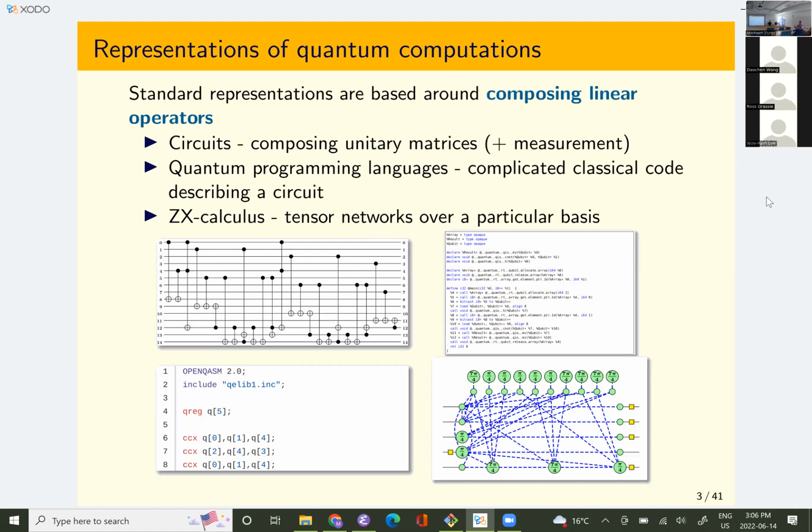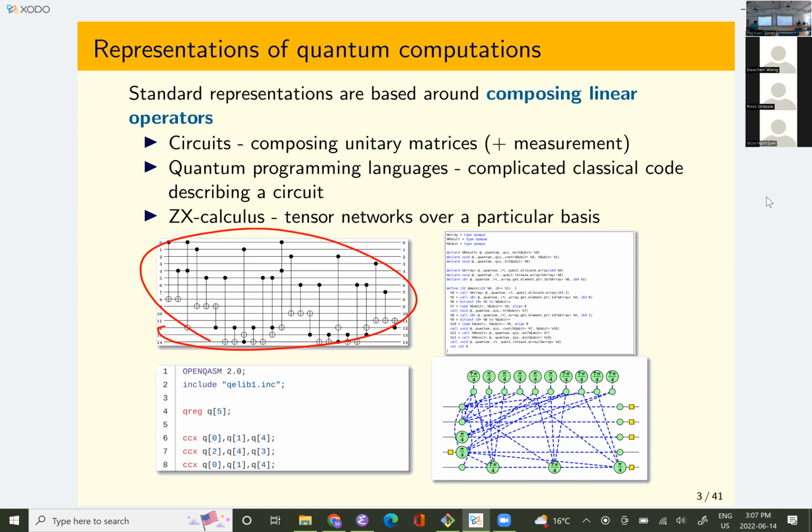So how do we typically represent quantum computations, specifically in computers, using programming languages and stuff like that? The standard representations are based around composing linear operators. We have things like circuits, which are a classic representation of quantum programs. Circuits are really just a sequential composition of unitary matrices. Sometimes you add measurements, but it's a composition of matrices. Quantum programming languages take the same form, but with a little more advanced classical computation. Most quantum programming languages are really circuit description languages: classical programming languages for building up a circuit, which is a sequential composition of linear operators.